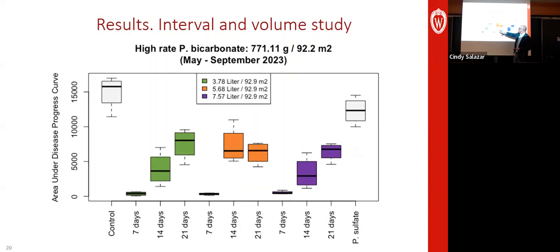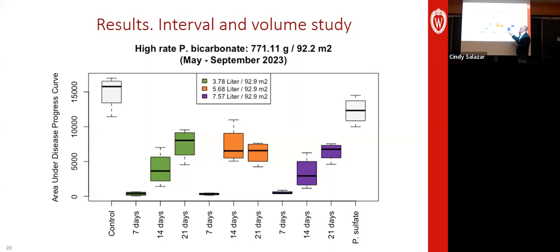So green is the lowest water volume, orange is the middle, purple is the higher one. We didn't see any impact of the water volume at all. When we're looking at different water volumes to spray, we didn't really see any impact of those water volumes. The higher the water volume, the better the coverage and the deeper into the canopy that product gets, so it doesn't look like that's really having much of an effect.